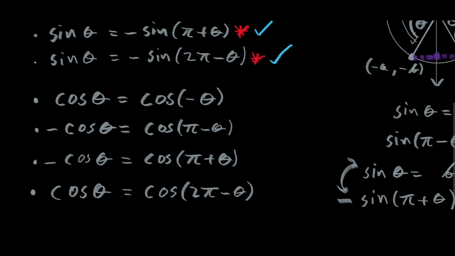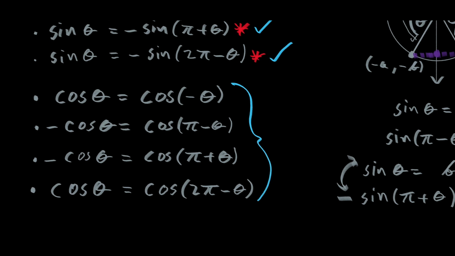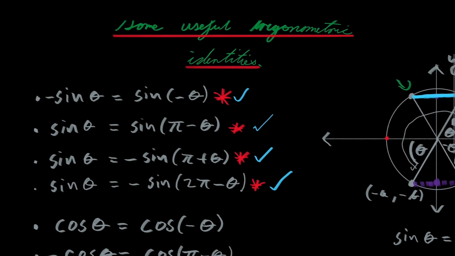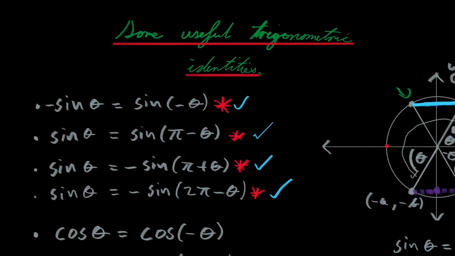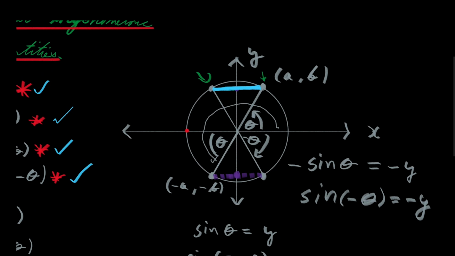All right. Now, these I will do in the next video so that this video doesn't become super long. These are just some useful trigonometric identities that involve sine of theta. And I hope that I've been able to give you an intuitive geometric understanding as to why they are true.